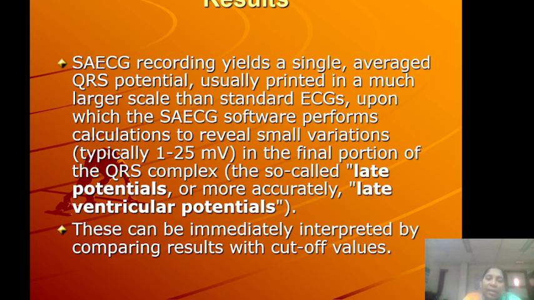In this SA-ECG recording, we can get the signal average ECG signal. It can be printed like a standard ECG signal, because of the software associated with it. Here we can identify any late potentials or late ventricular potentials more accurately, and we can interpret the results with some cutoff values.